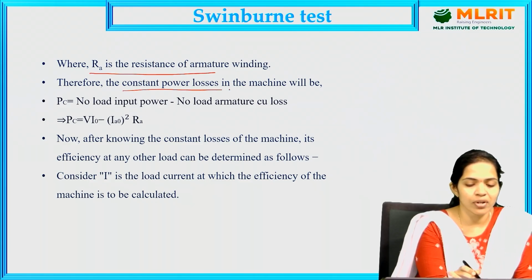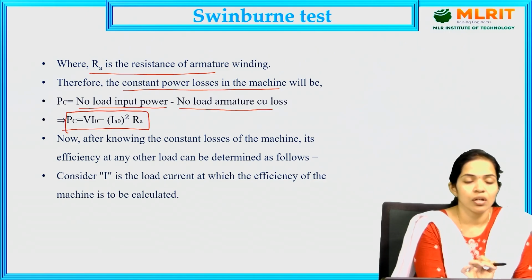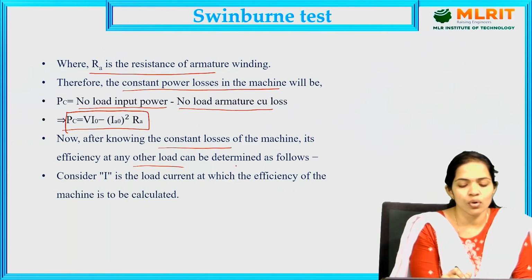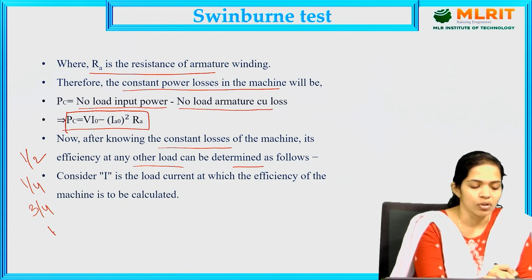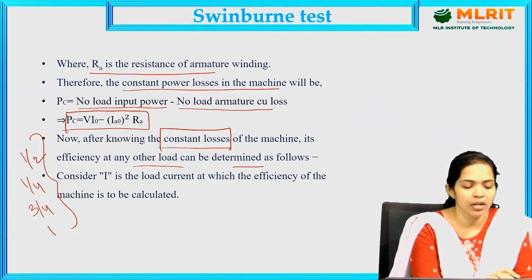Therefore, the constant power losses in the machines now will be no load input power minus no load copper losses. So this will be the constant losses which are occurring when we conduct the Swinburne test on the DC shunt machine. So now, after knowing the constant losses of the machine, its efficiency at any other load can be determined. If we consider half load, quarter load, 3/4 of the load or the full load, for all these particular types of loaded conditions, as we know that constant losses are already predetermined, so we can calculate the efficiency at any particular loaded condition of this DC motor.